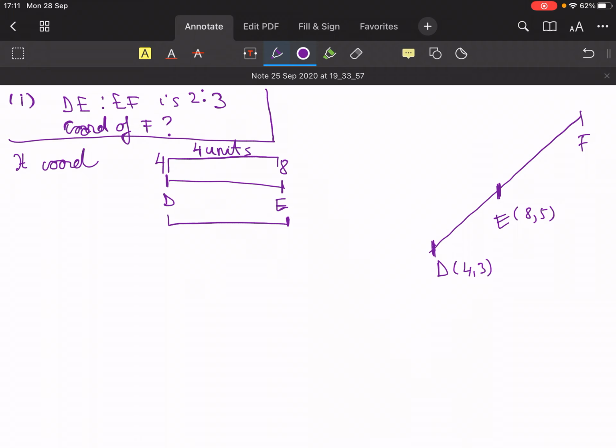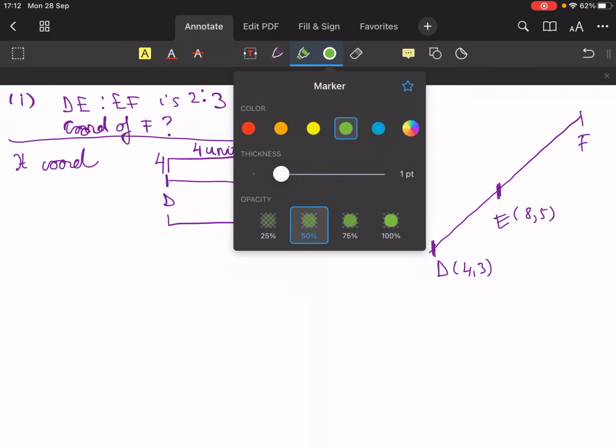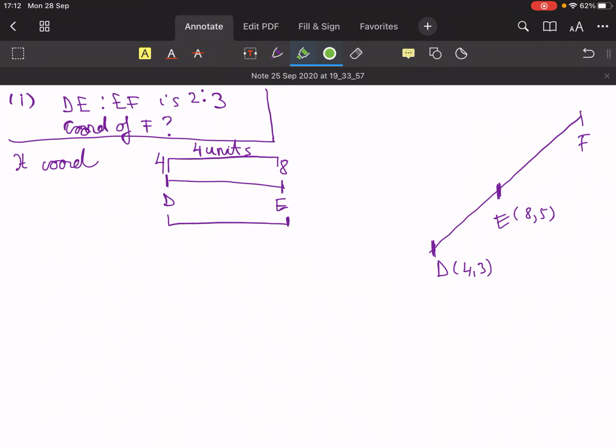And I can check these 4 units. What part of the ratio does it represent? Remember, I'm looking at DE. I think I need to make my highlighter a little bit thicker. So I'm looking at DE. So the parts for DE is 2. This means these 4 units represent 2 parts.